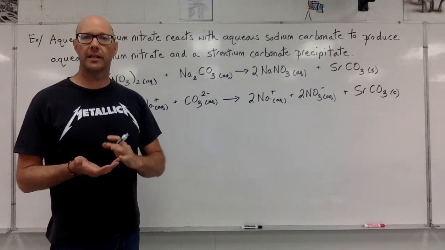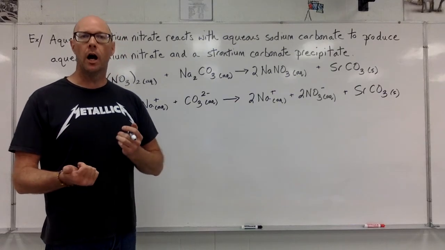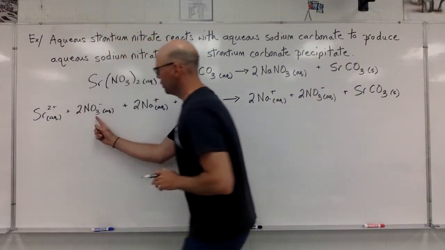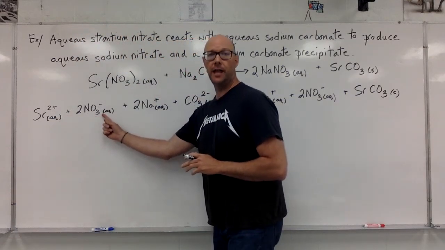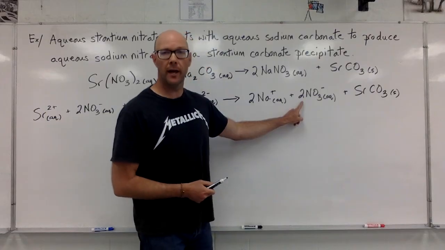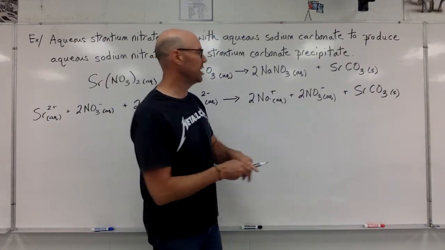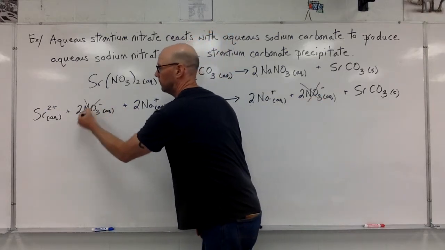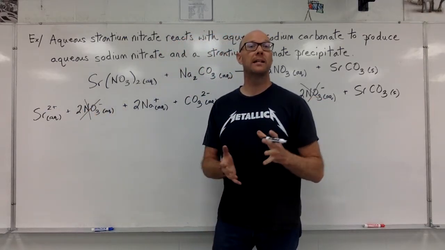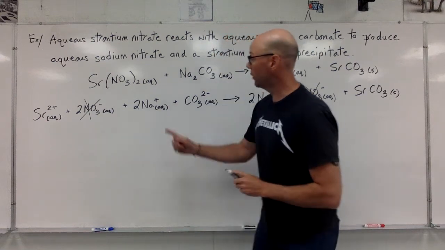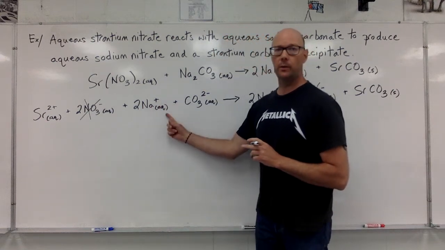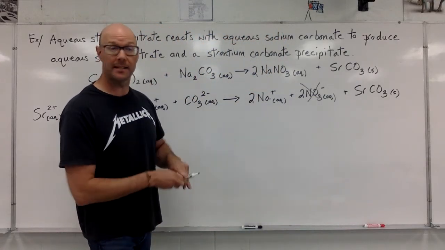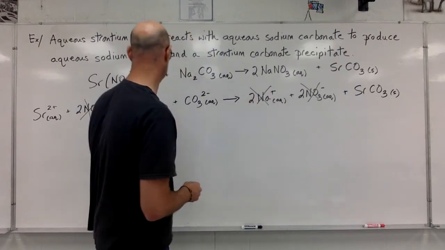I'm going to look very closely now. Is there anything that's identical on opposite sides so that I can cancel? 2NO3 minus aqueous, 2NO3 minus aqueous. That's the exact same. These nitrates cancel off. They are spectator ions. Is there anything else? Oh yeah. 2Na plus aqueous, 2Na plus aqueous. That's identical.